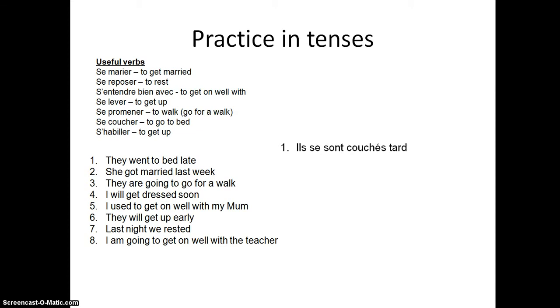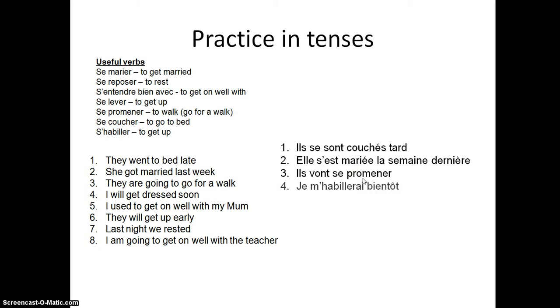So, numéro 1, ils se sont couchés tard. Remember I said that reflexive verbs take the être, so ils se sont couchés tard with an extra s on the end of the past participle. Elle s'est mariée la semaine dernière. Ils vont se promener, so here's a good example of using it in the infinitive form. They're going to go for a walk. Je m'habillerai bientôt. I will get dressed soon.